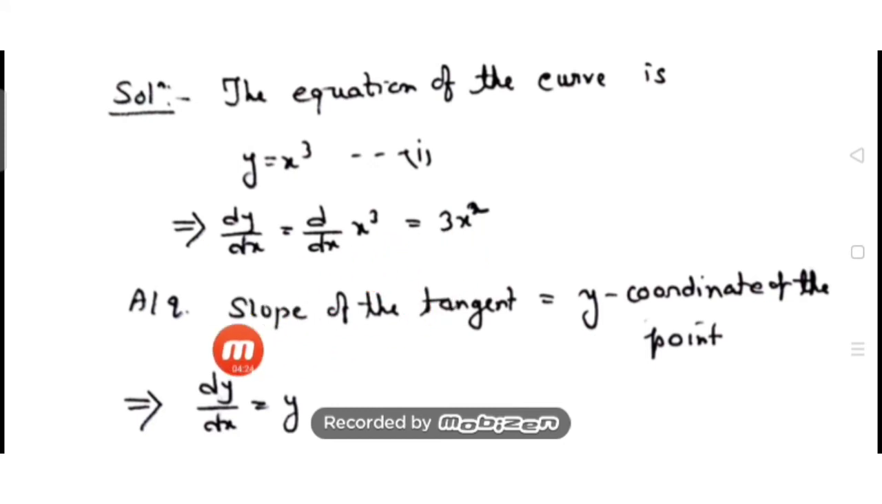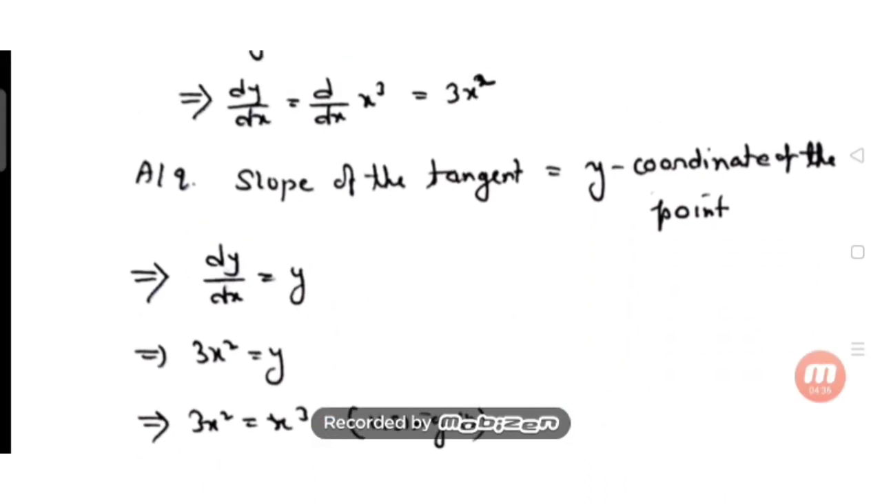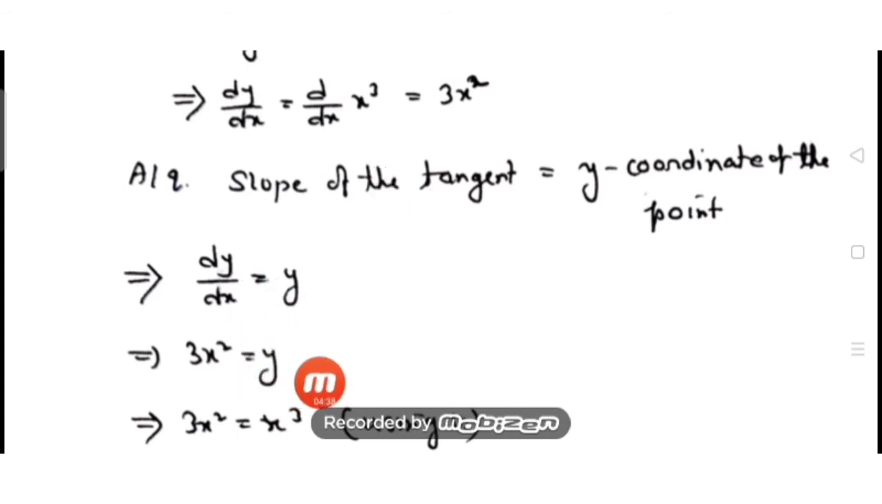So according to the question, what is given? The slope of the tangent is equal to the y coordinate of the point. And the slope of the tangent is nothing but dy/dx, which is equal to the y coordinate of the point, that is equal to y. Right? And we know the dy/dx value, that is 3x square, which is equal to y.